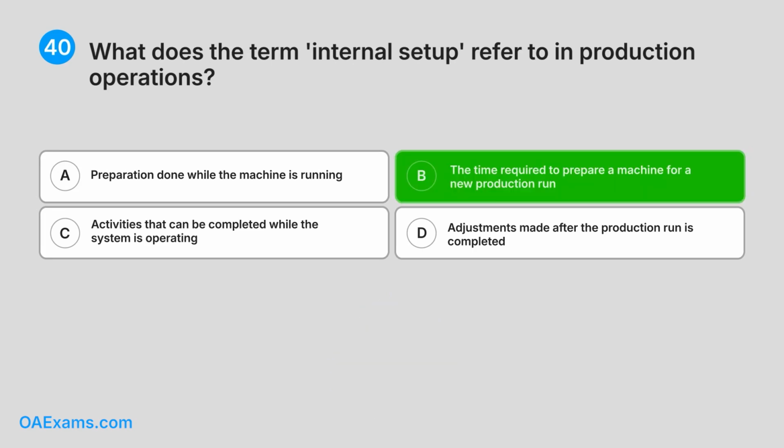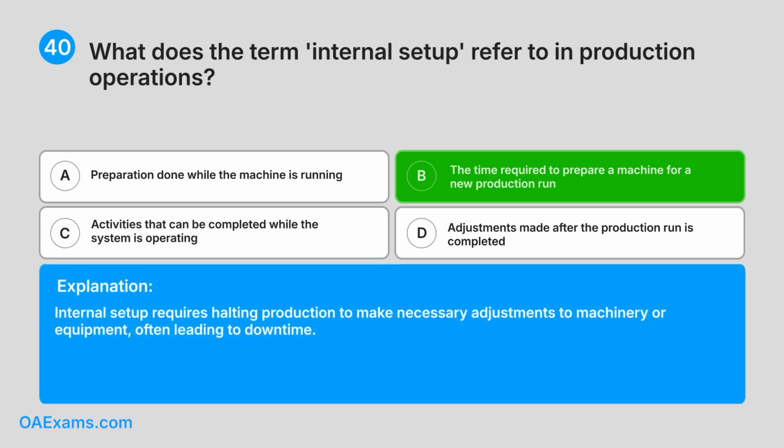Correct answer. B. The time required to prepare a machine for a new production run. Explanation. Internal setup requires halting production to make necessary adjustments to machinery or equipment, often leading to downtime.